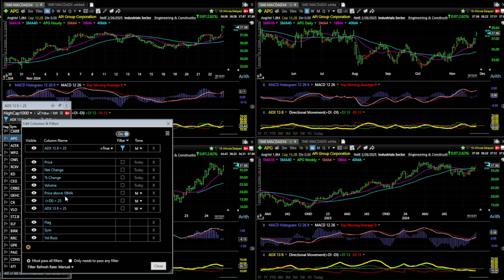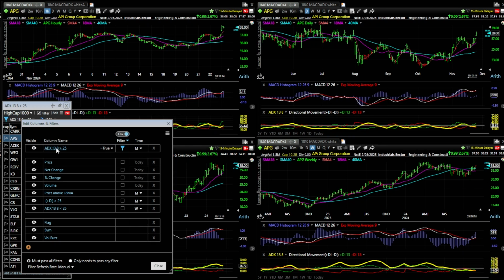All right. And then I've got the price is above the 18 month. Now you can do this in any two time frames you want. If you want to make the weekly the higher time frame, then just switch these around. Now I also on the monthly chart have plus DI greater than 25 because I'm looking for uptrends.